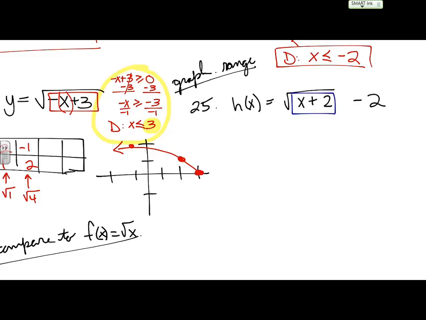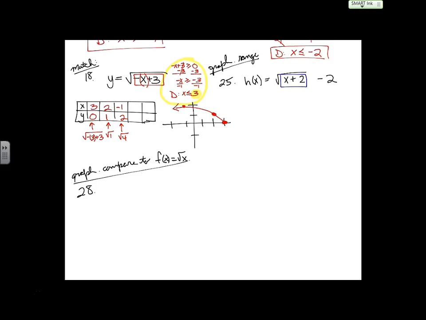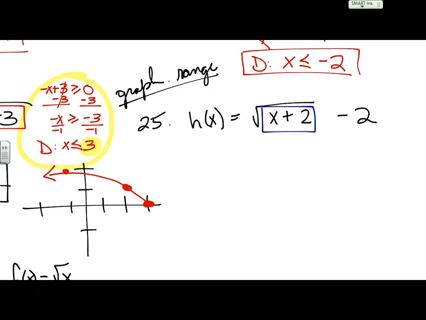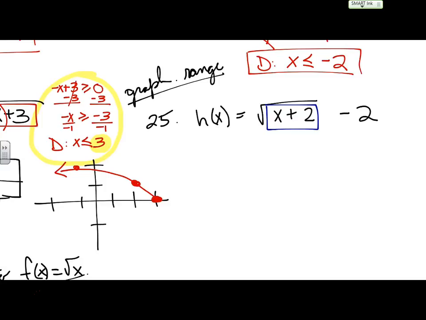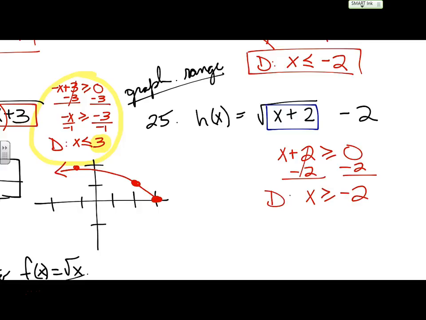My hint on 25, on 18, on 28: start with the domain, which is the radicand. So take the radicand and set it greater than or equal to 0. You have seen me solve plenty of equations, so I'm just going to move on. If you have struggles with how to get x alone, you need to come talk to me. We should be able to know to subtract the 2. The domain is x greater than or equal to negative 2.